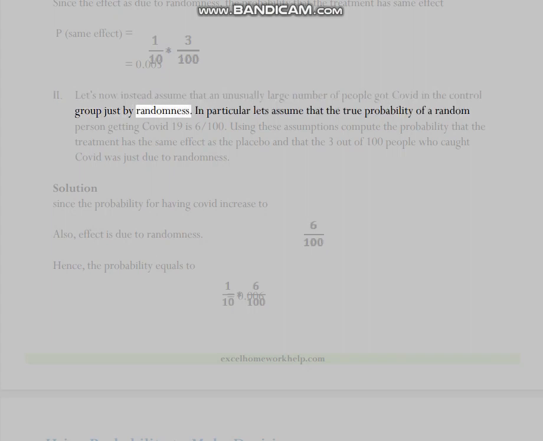Let's now instead assume that an unusually large number of people got COVID in the control group just by randomness. In particular, let's assume that the true probability of a random person getting COVID-19 is 6/100. Using these assumptions, compute the probability that the treatment has the same effect as the placebo and that the 3 out of 100 people who caught COVID was just due to randomness. Solution. Since the probability of having COVID increased, the effect is again due to randomness. Hence, the probability equals 0.006.